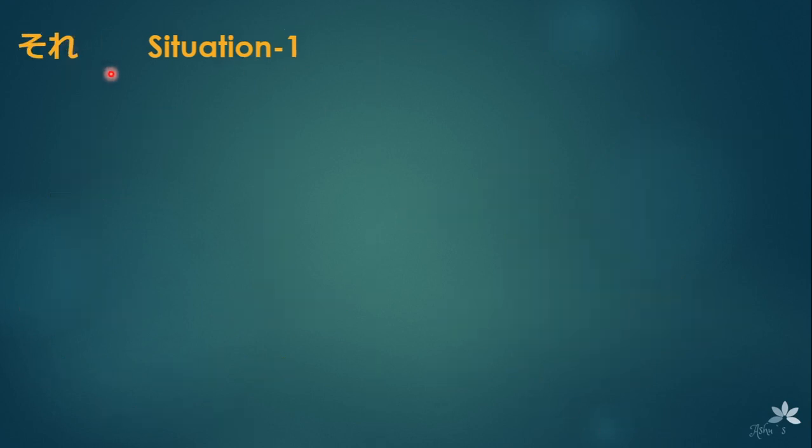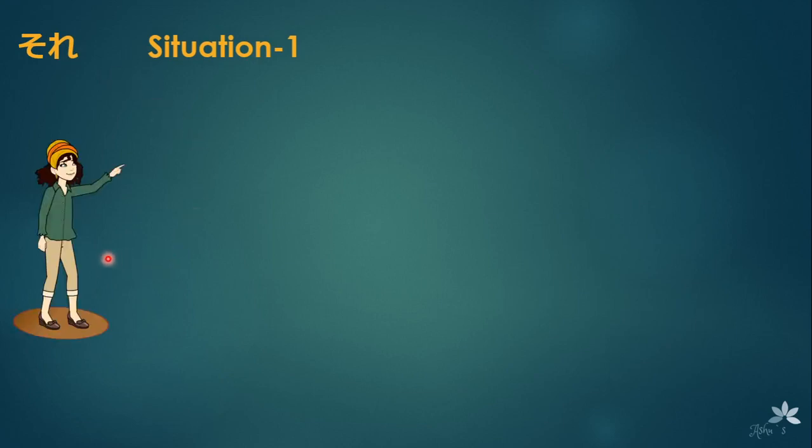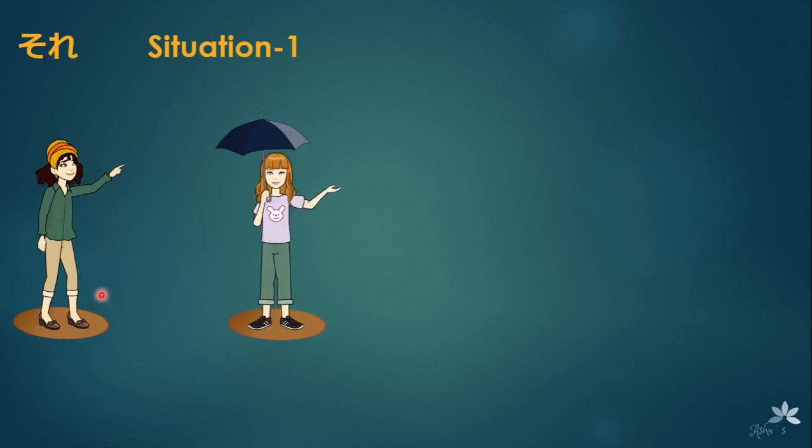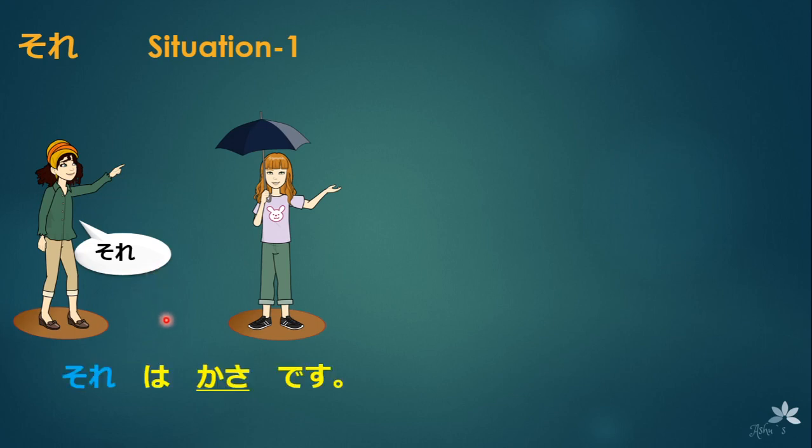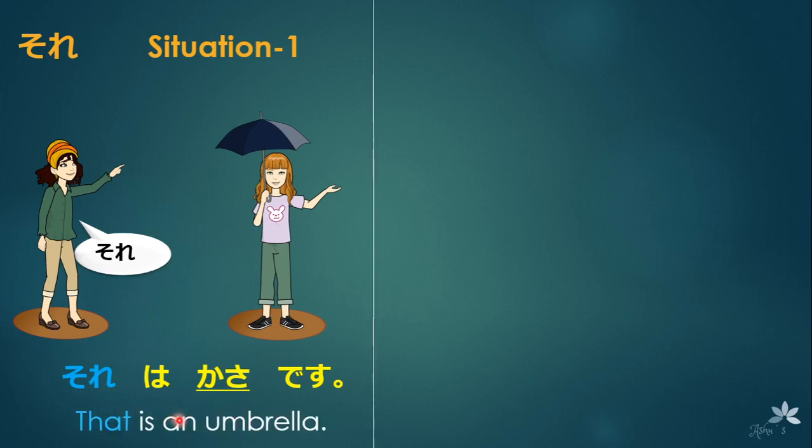Next is sore, which means that. In situation 1, the speaker and the listener are apart. The listener has something in her hand. That's an umbrella. The speaker will refer to that object as sore. Now the speaker will make a sentence as sore wa kasa desu. Sore wa kasa desu. That is an umbrella.